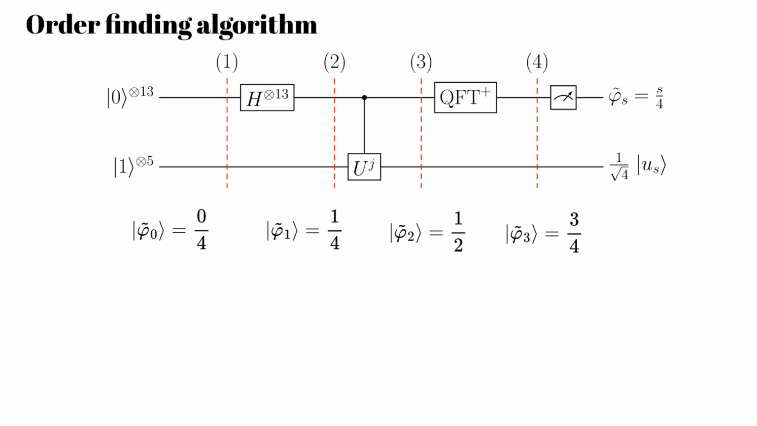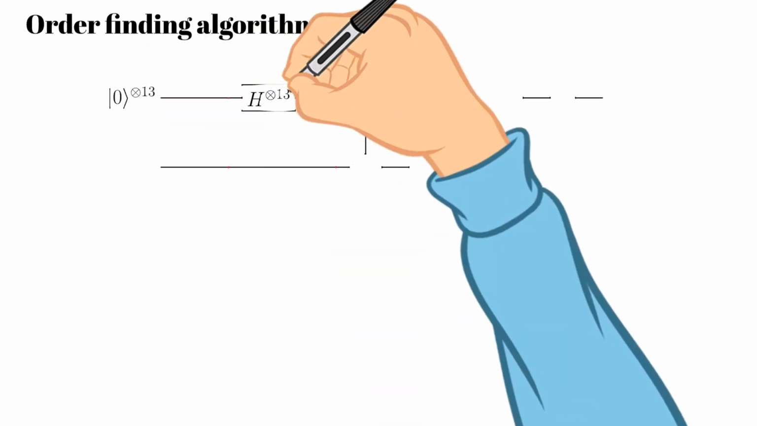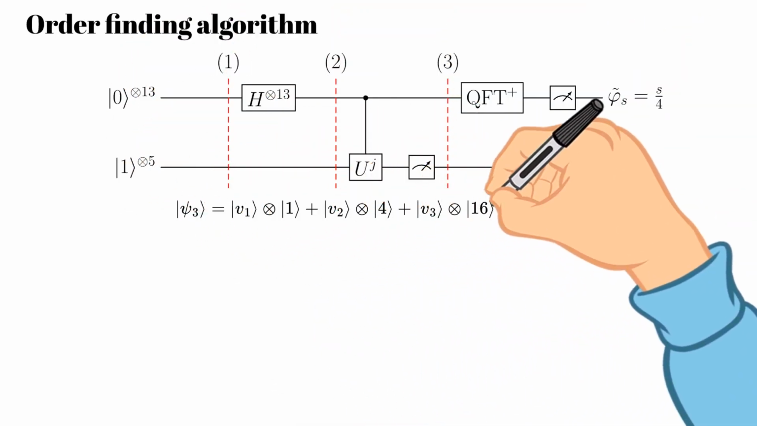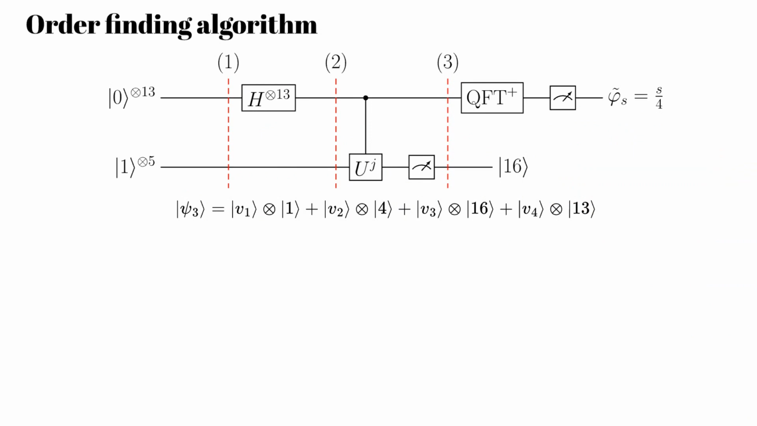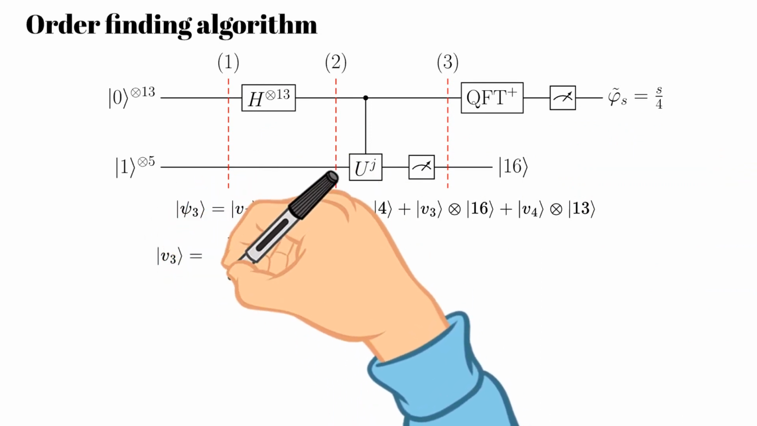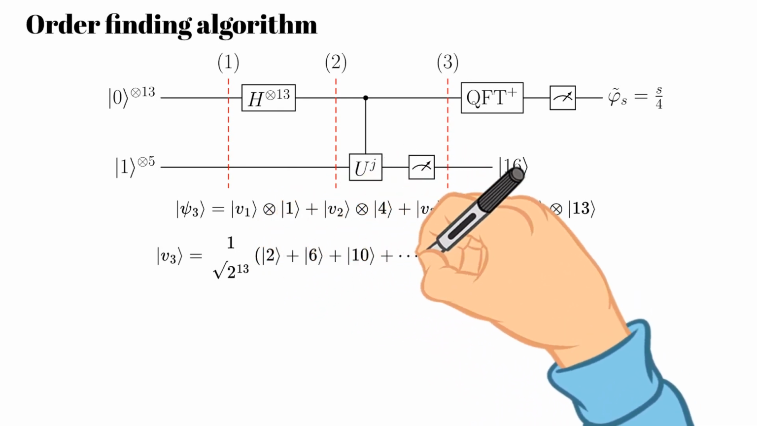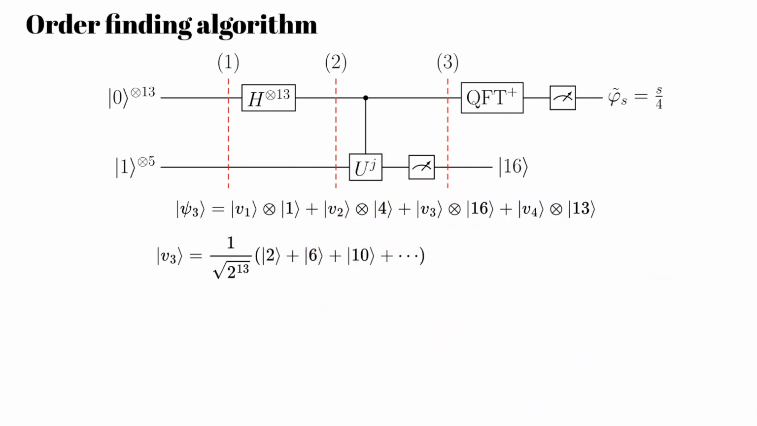Applying this idea, we can imagine measuring the second register first, observing state 16. Then in the combined quantum state psi 3, the state in the first register collapses into the state v sub 3, which is a superposition of the form 1 over the square root of 2 to the power of 13 times states ket 2 plus ket 6 plus ket 10, and so on. We next apply the inverse quantum Fourier transform only to v sub 3 here instead of all v subs.